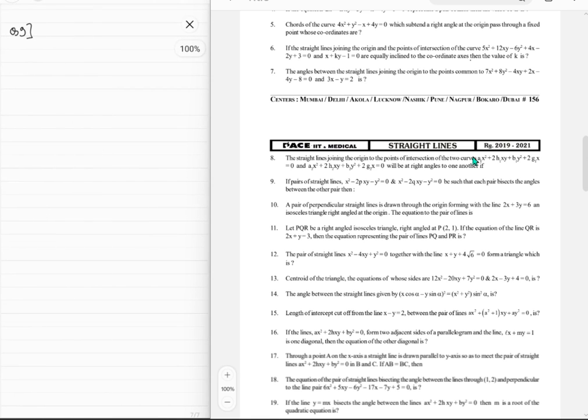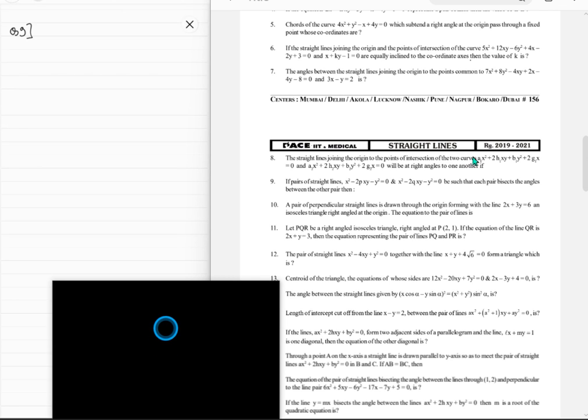If the pair of straight, what is happening? This is not supposed to be happening.